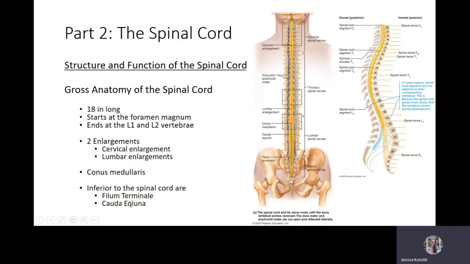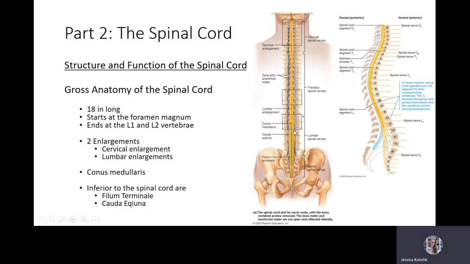It's going to be the final filament, and the purpose of this filum terminae is to anchor the spinal cord in place so that the spinal cord doesn't move around too much, and it will stay in place and not get damaged.